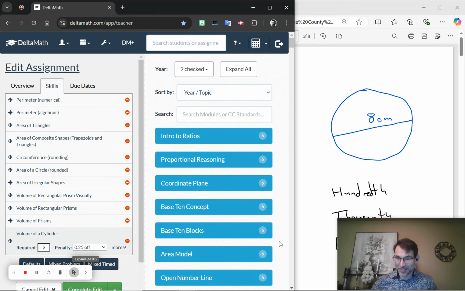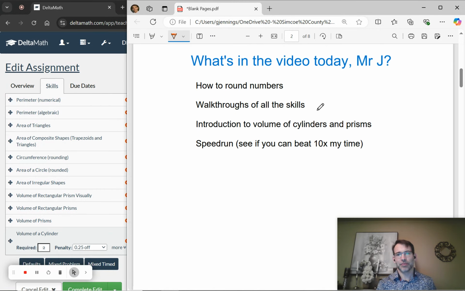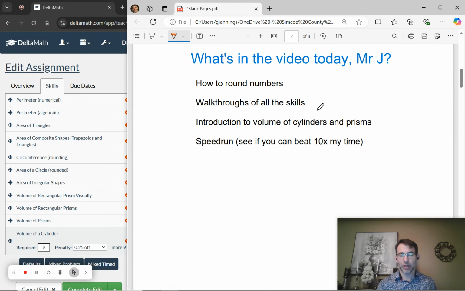It's Mr. Jennings, and we are looking today at a Delta Math walkthrough where I'm going to walk through all the skills for you. I'm also going to introduce this idea of volume of cylinders and prisms, cones and pyramids tomorrow, if I'm there. And I'm also going to do a speed run of all the skills. If you can finish the Delta Math in 10 times my time or less, you're doing pretty good.